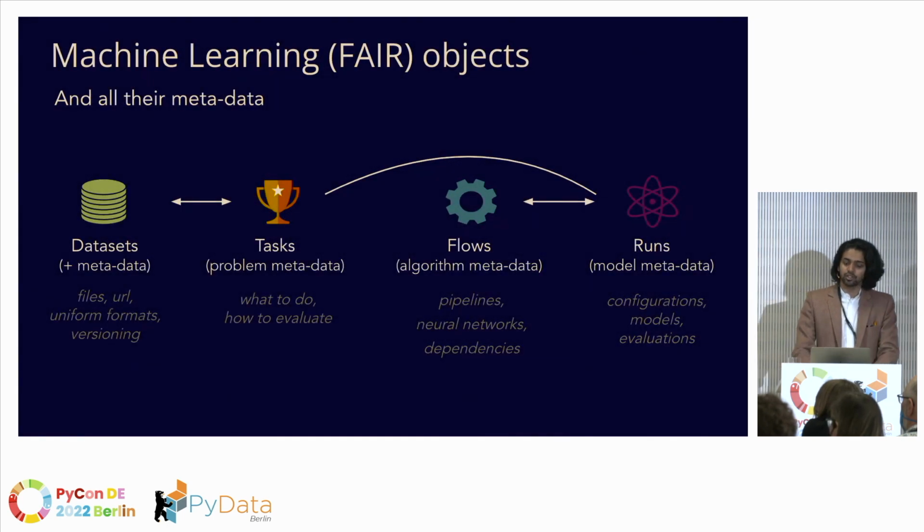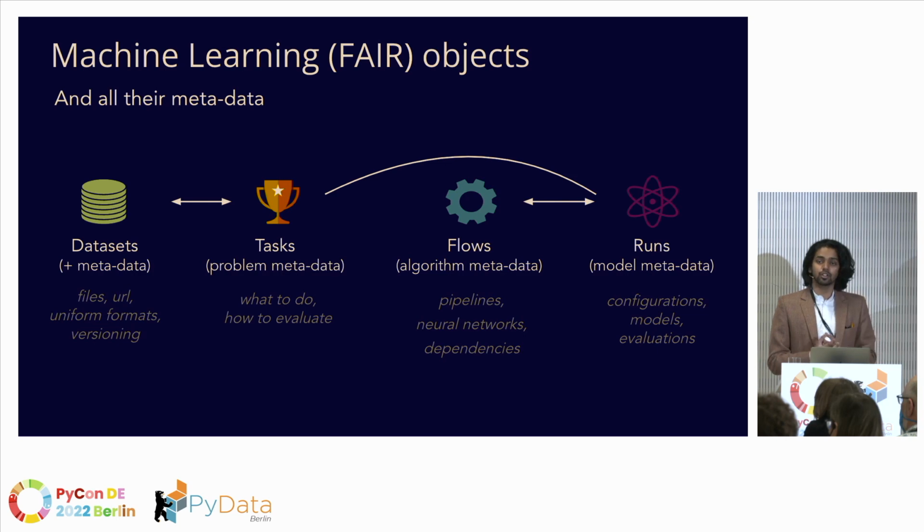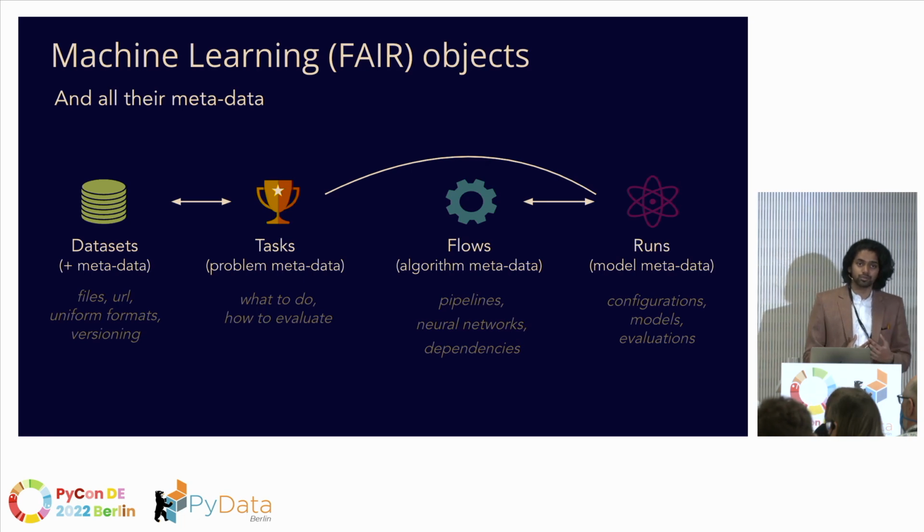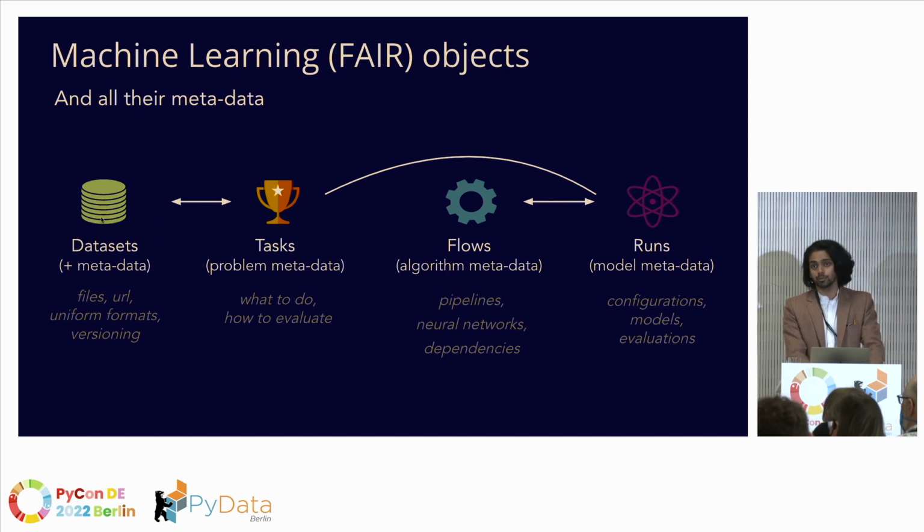And now let's talk about the objects. So these are all the objects which exist in OpenML. And now we'll talk about what these objects do and what we are trying to achieve by creating them. First one is datasets. So we have datasets and we also have metadata with them. So what is metadata? It can be information about classes, it can be information about feature distribution, it can be more than 100 qualities computed on a dataset.